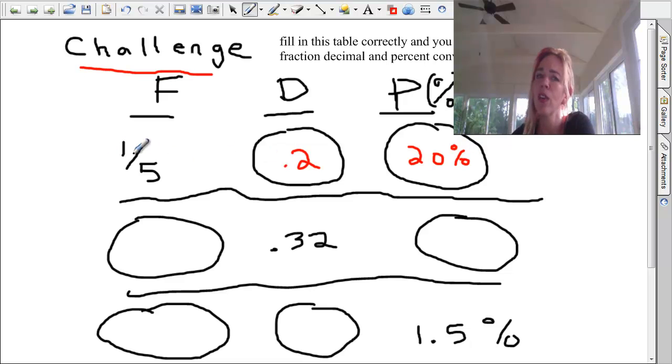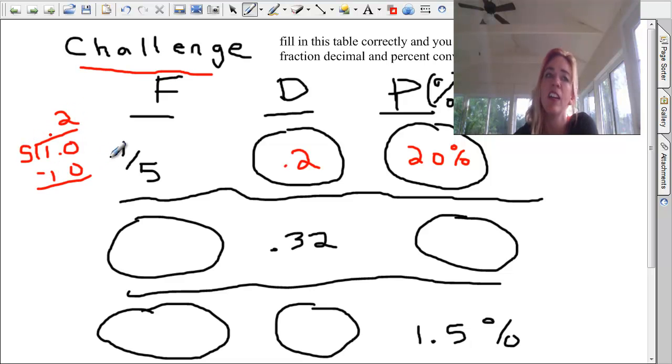Now if you're wondering how in the heck did I know that 1/5 was 0.2, remember you can always go off on the side and divide 5 into 1.0. 5 goes into 10 twice, and voila. So you can always go back to taking the bottom into the top and dividing that out. Let's keep playing. It's kind of a fun little game. How do you go from 0.32 decimal to percent? You slide 2 to the right, so hopefully you're thinking that's 32%.